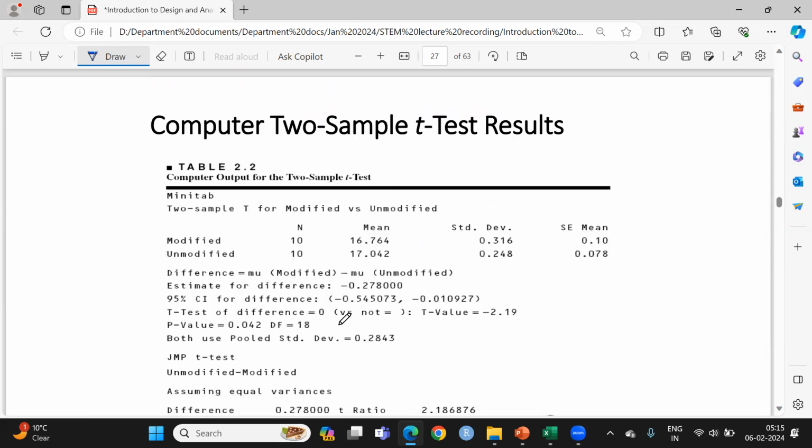So this is the output derived from Minitab software. There are various software packages available in the market like Minitab, Stata, EViews, and we can also solve such problems in Excel, R, and SPSS.